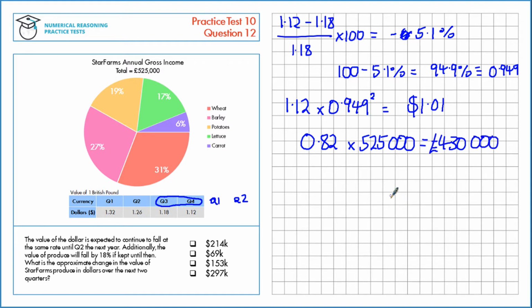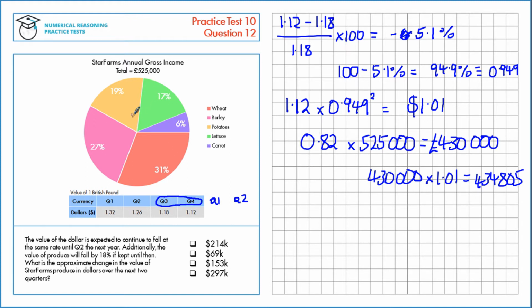Now let's calculate what that's actually worth in dollars. And in dollars, we have 430,000 multiplied by 1.01 is 434,805.